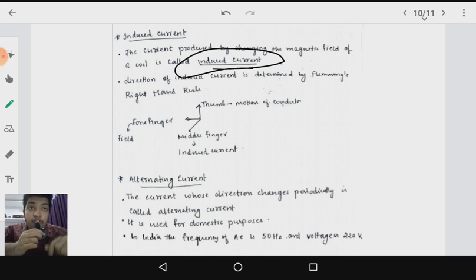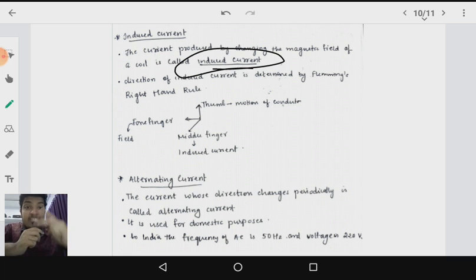And now if you have to find the direction of the induced current, that you can do by using Fleming's right hand rule. So we have studied 3 rules so far. First one was the right hand screw rule. What is the purpose of that? If current is flowing, then this is the direction of magnetic field. Next we studied Fleming's left hand rule. This is the left hand rule. Thumb is representing motion or force, field is by the forefinger, and middle finger is representing the current.